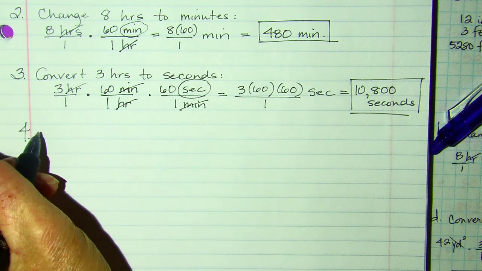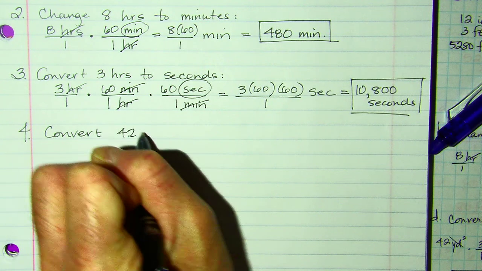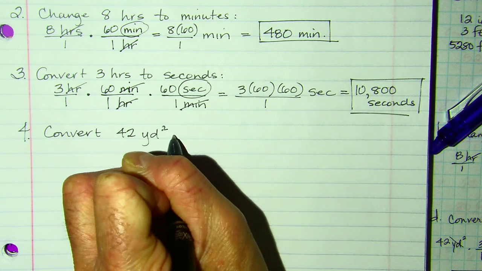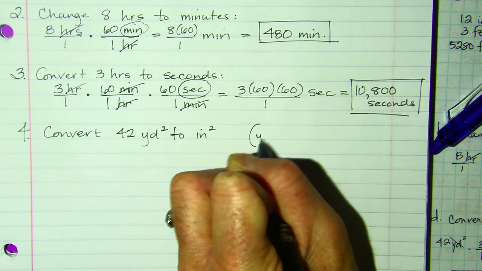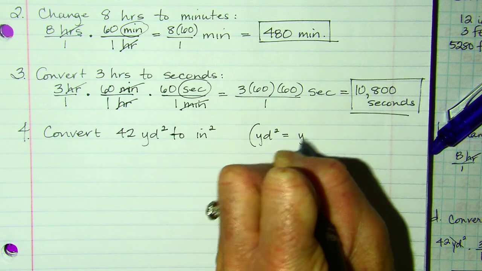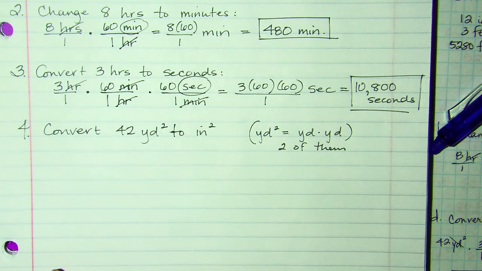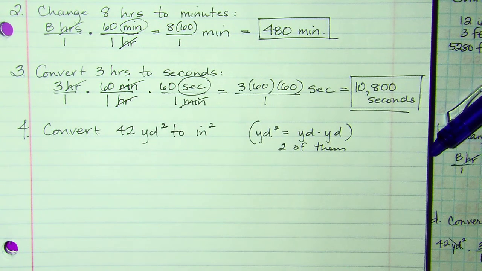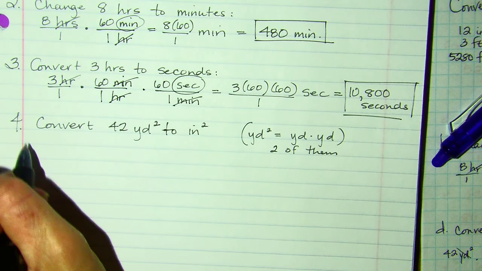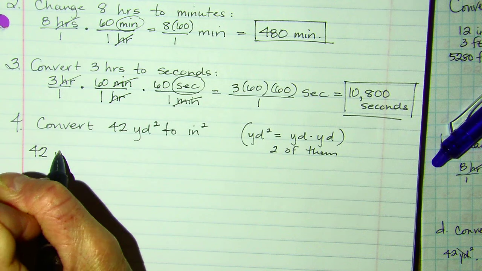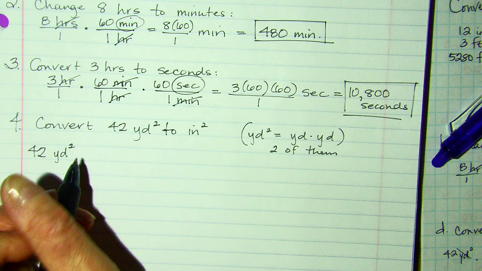So now we're going to work into double dimensions. So 42 yards squared to inches squared. Now, yards squared equals yard times yard. So I have 2 of them. Now this is very important. Most people skip this or they don't care and then they miss all the questions on the test. So I have to cancel both of them. So if I write that I have 42 yards squared, that means that I have 2 of them to cancel.